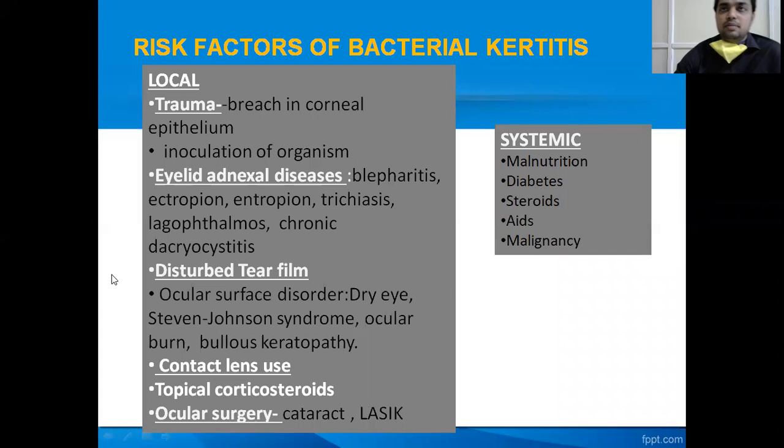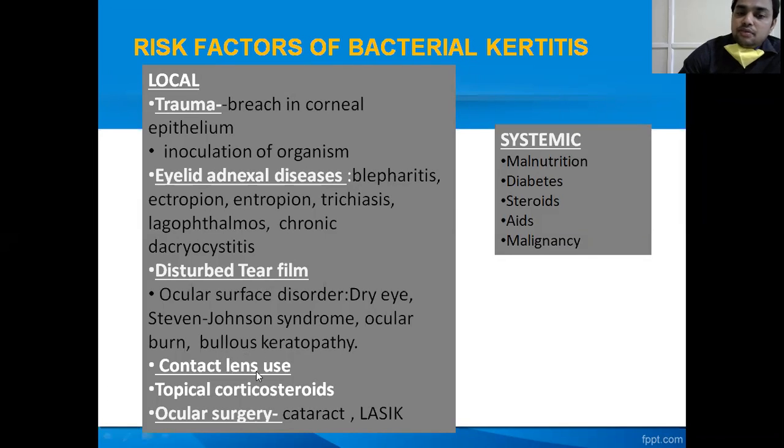And if there is any disturbed tear film, so normal tear production is important in order to maintain the moist state of the eye. If there are any ocular surface disorders like dry eye or Stevens-Johnson syndrome, which is a skin and mucous membrane disorder, or if there is any ocular burn, any thermal burn, or any bullous keratopathy, this leads to a disturbed tear film and eventually may cause corneal ulcers.